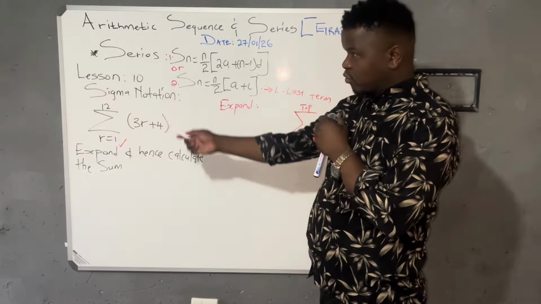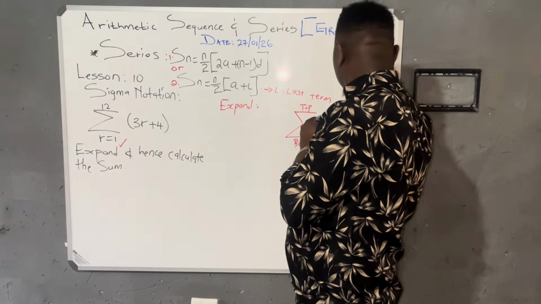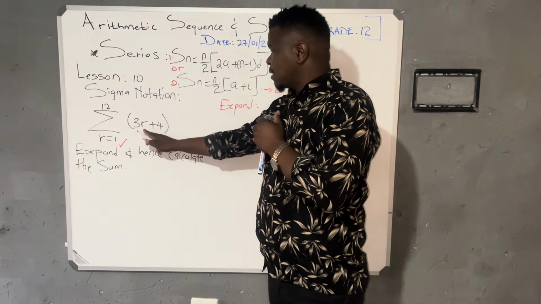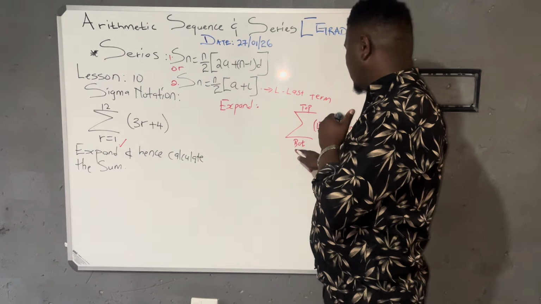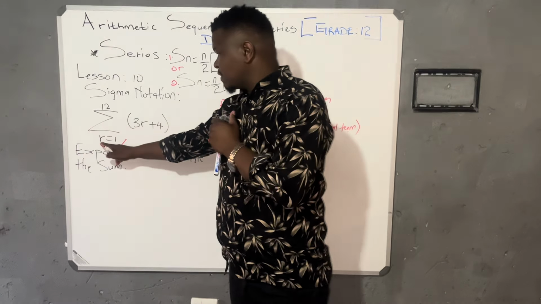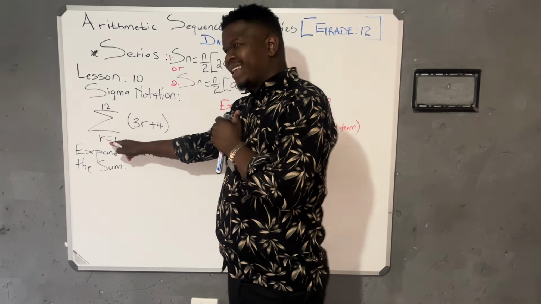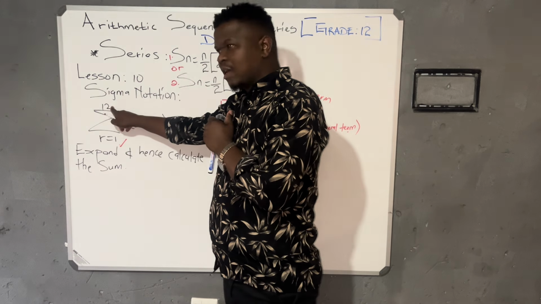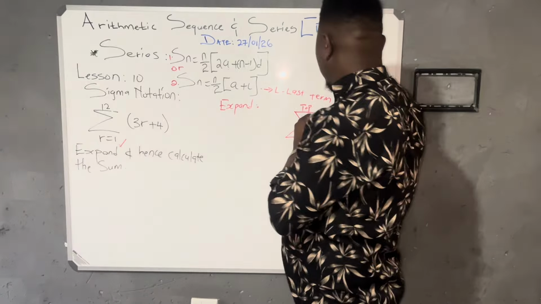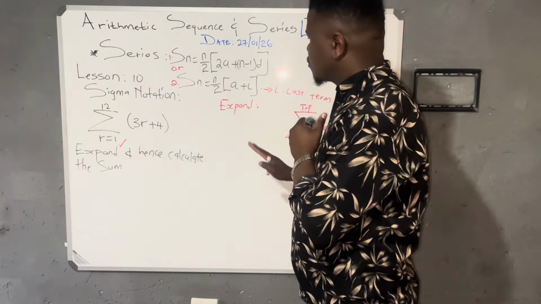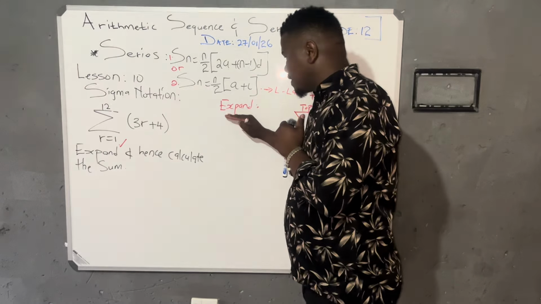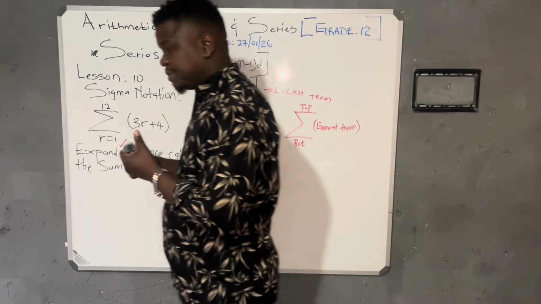Now, look at what you have. What is the general term? It's 3r plus 4. What is the bottom number? It's where they say r is equivalent to 1, the starting point, the initial point, going upwards to the last term of 12. So 12 obviously represents the top. So we're going to do this. Let's expand first, then we can calculate the sum.